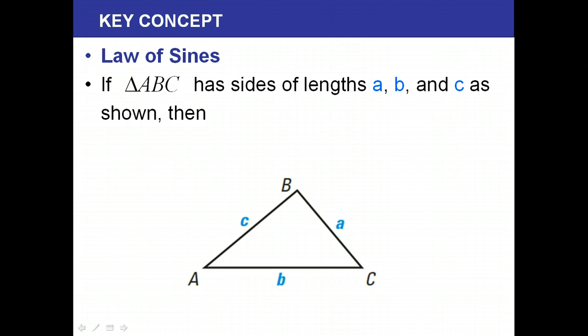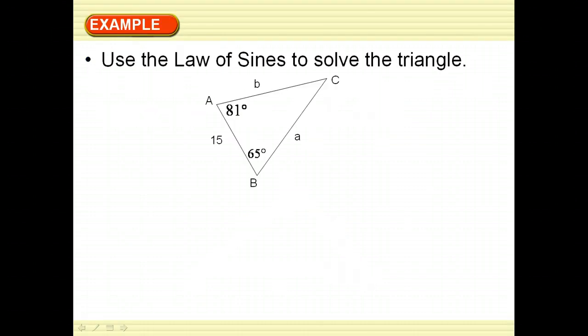Now what the law of sines says is that the relationship between the sine of A and the length of a will be the same as the relationship between the sine of B and the length of b and the sine of C and the length of c. That's why it's called the law of sines. So let's look at the law of sines to solve this triangle.